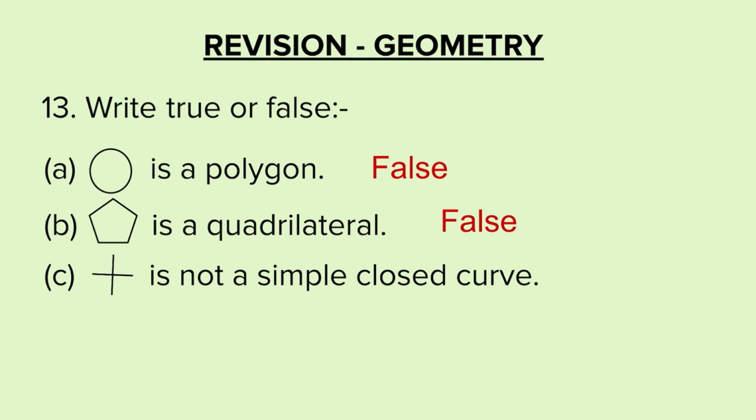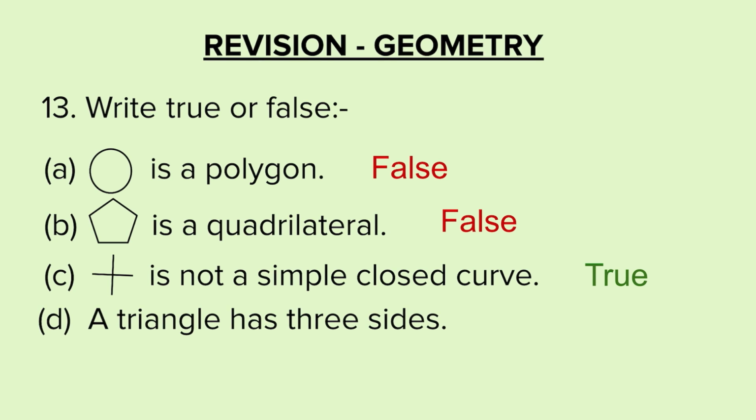C part, the figure is not a simple closed curve. Here there are 2 aspects, simple and closed. This is not a closed curve and neither is it simple. The lines are crossing each other. So the statement that this is not a simple closed curve is correct. So this is true. D part, a triangle has 3 sides. A triangle does have 3 sides, so this is also true.